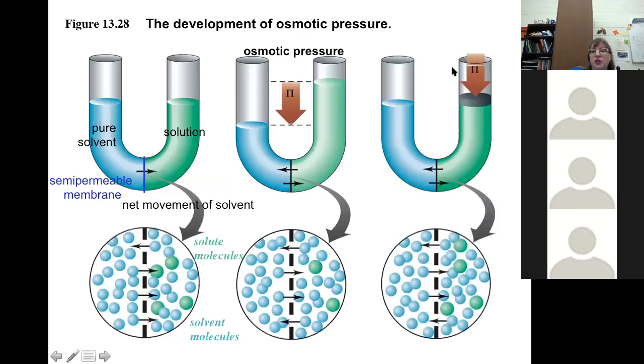So what we could do is use some kind of a piston to push down on the side where the solution is until they're the same level, and the pressure that we'd have to push down on that side is equal to the osmotic pressure.